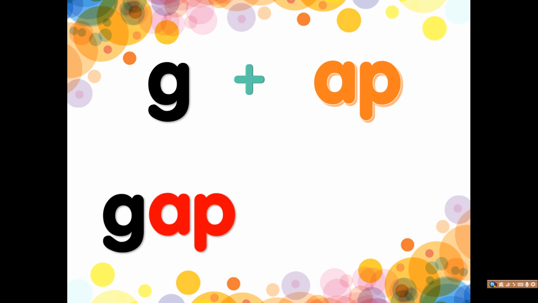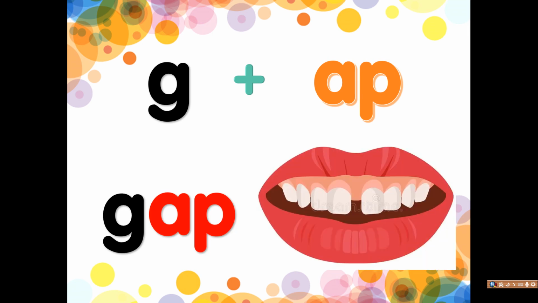What is this letter? G. So, G, ap, gap. G, ap, gap. What is gap? This is a gap. Look at this. These are teeth, okay? So, between the teeth, there is a gap. 也就是空间或者细缝。这个是牙齿和牙齿之间有一个洞，有一个细缝。所以这个叫 gap. This is gap, 细缝.